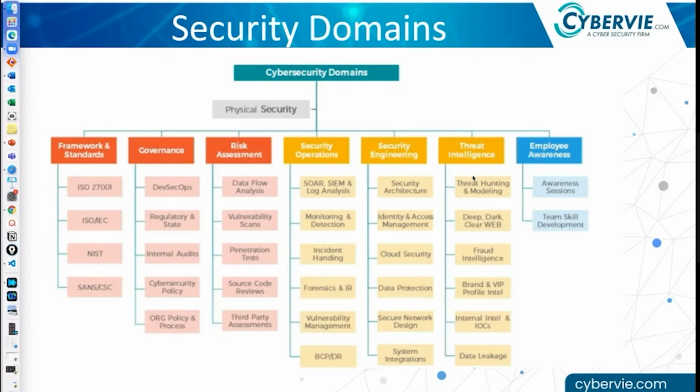We have various domains like IoT security, SCADA security. SCADA is for industrial automation and all, and we have SCADA security for that. Then we have perimeter network security, which is the perimeter level security. Then we have cloud forensics. Then we have cloud based threat hunting. So we have various domains, and here I've shown you the major domains.